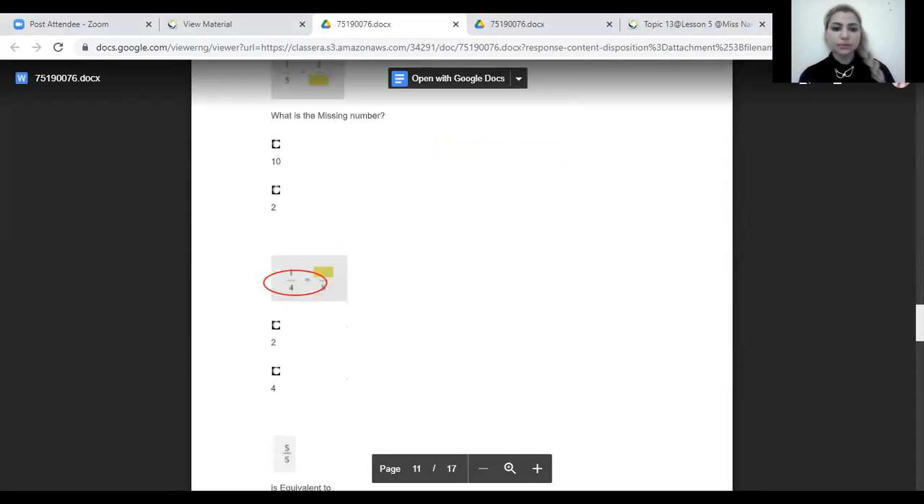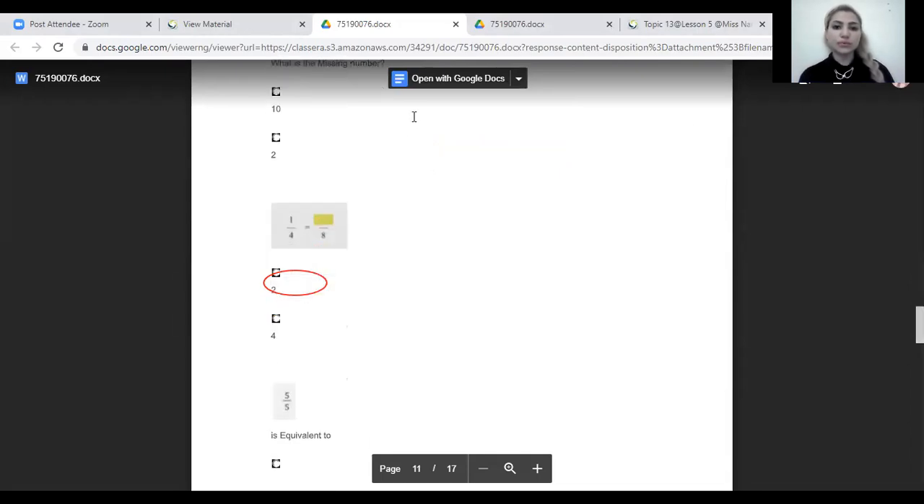Let's go to this question. 1 out of 4 equals what? 4 multiplied by what equals 8? 4 multiplied by 2 equals 8. 1 multiplied by 2 equals 2. So the answer is 2.